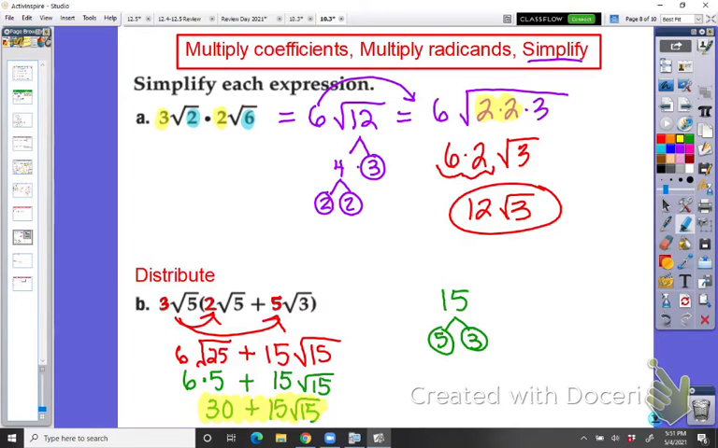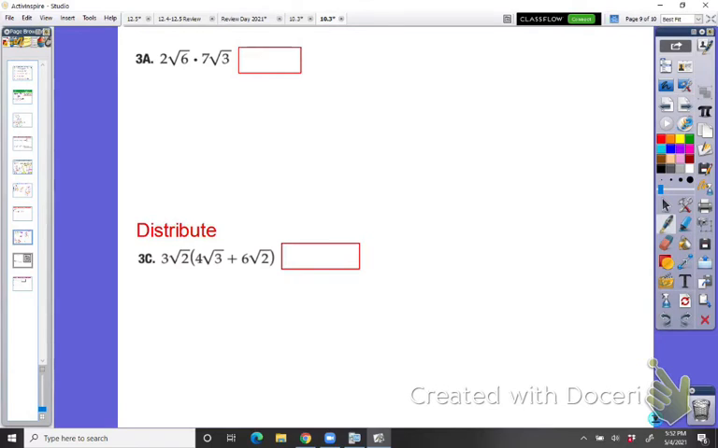So I'm going to explain through 2 more examples in your notes, and then you'll have to do 2 on your own and submit to me for credit. So again, outside numbers, 2 times 7 is 14. Inside numbers, 6 times 3 gives you the square root of 18.